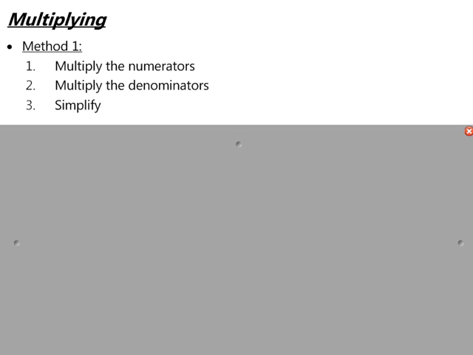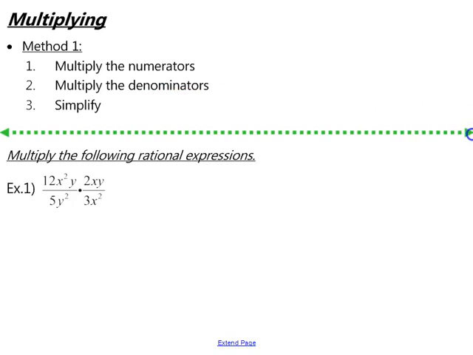Next, let's talk about multiplying rational expressions. When we're multiplying, there are two different methods that we can take on. In the first method, the first step is to multiply the numerators, and then multiply the denominators, and then simplify what we can, following what we were just working on. So let's go ahead and apply method 1 to this problem here. So we're going to multiply the numerators. So 12 times 2 is going to give us 24.